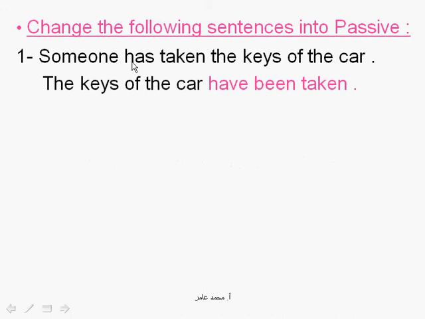And then look at the tense. Has taken, it's present perfect. So the keys of the car. Here we write has or have. We write have because the keys here is plural. So the keys of the car have been, and the past participle of the verb taken, it's the same. So the keys of the car have been taken.